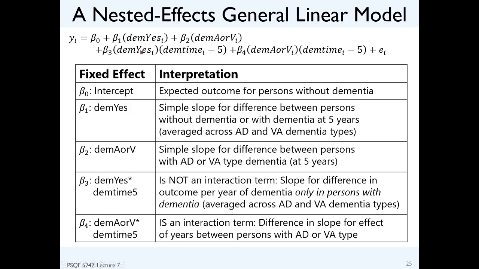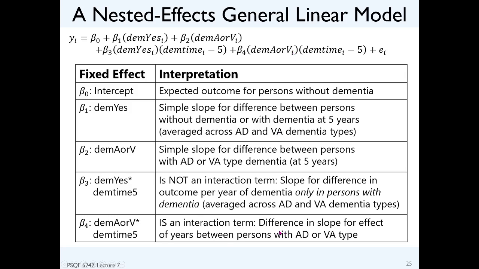It is nested within this dem yes group specifically and only. So the effect of timing then is for anybody who has a diagnosis, and then the remaining term beta 4 here serves to differentiate the effect of timing between A and V. And so that is an interaction term because dem A or V is included as a main effect. And so relative to that, we can think of this as the difference in the timing slope between persons with type equals AD versus type equals BA.